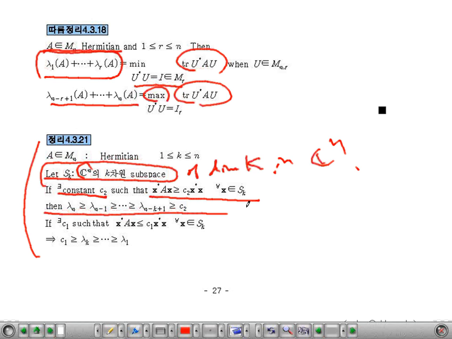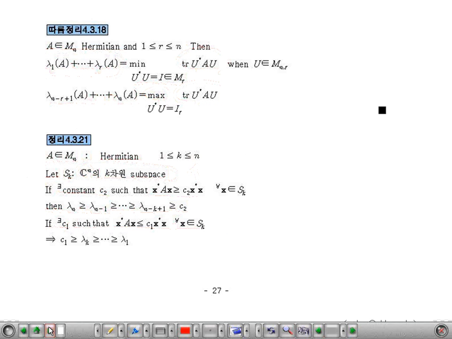Comparing inequalities is a very important subject in mathematical research. Here, this gives us the inequalities. And also, if there exists a C1 such that x* A x is less than or equal to C1 x* x, then we have this order. These all come from the arguments that were developed.